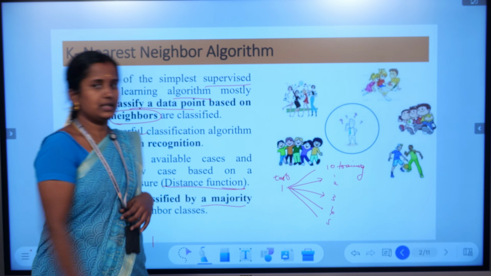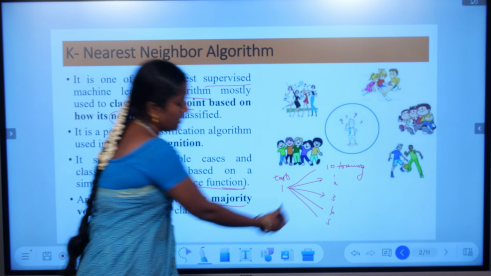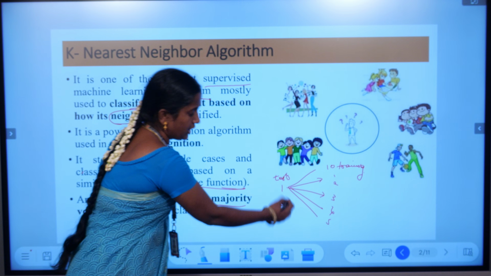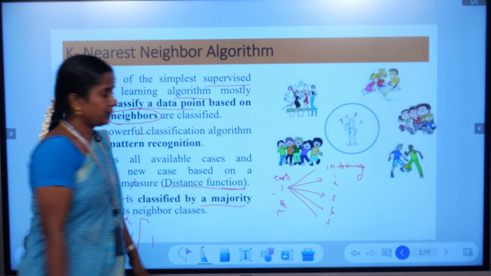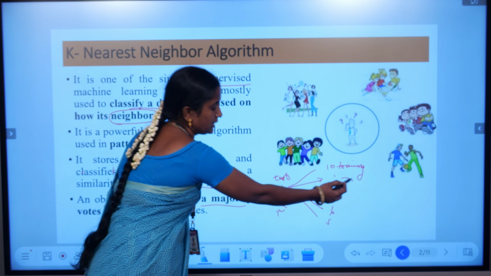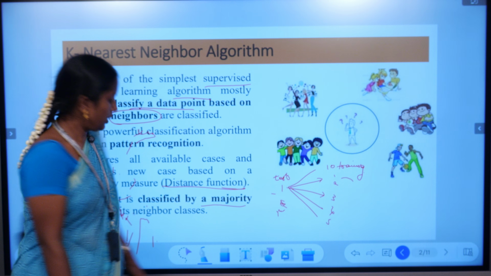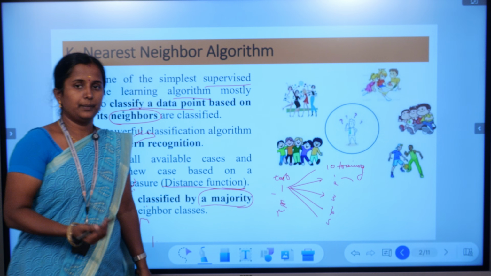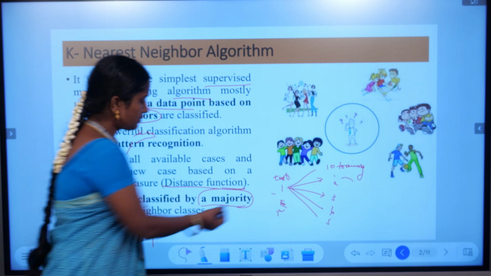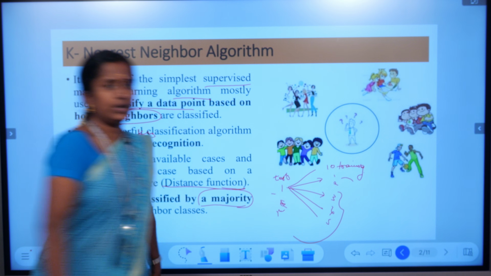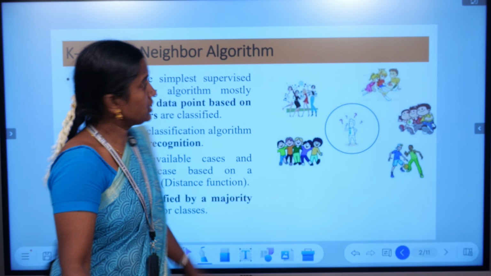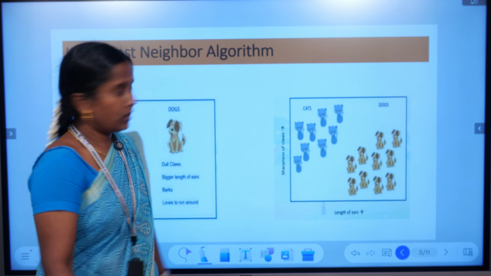So how can we find the distance? Using some distance metrics. We can use Euclidean distance, Manhattan distance, Minkowski distance, or any of these distance parameters and find out the distance. After finding the distance, what do we have to do? We have to go for majority voting. Once the distance has been calculated, we go for majority voting. Based on the maximum votes, we can predict the test data. So this is how the KNN algorithm works.